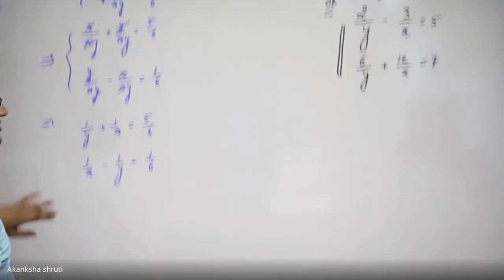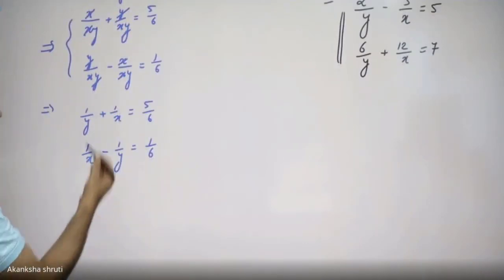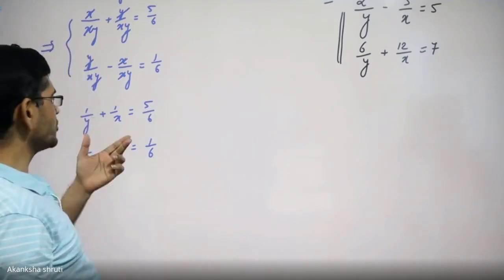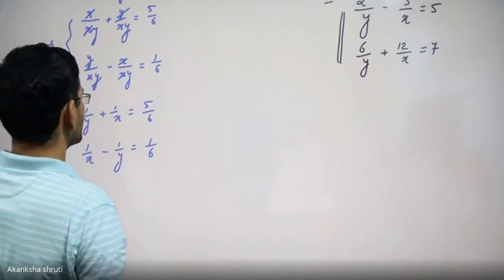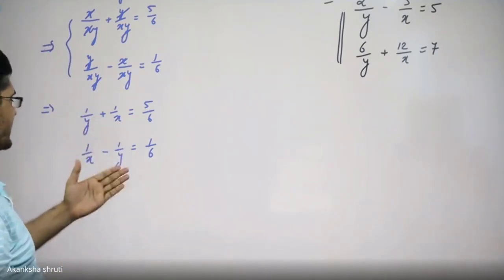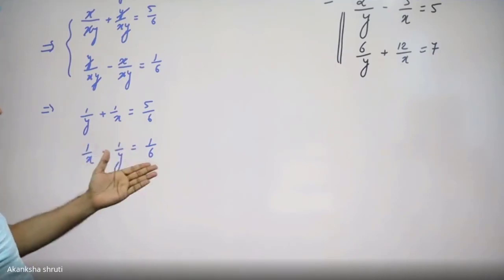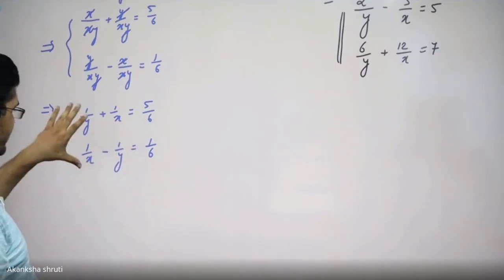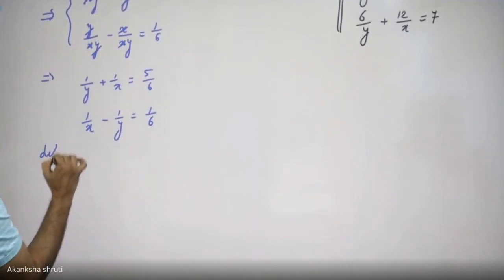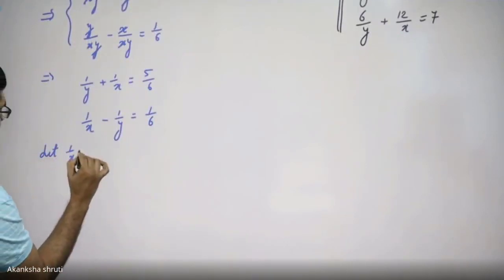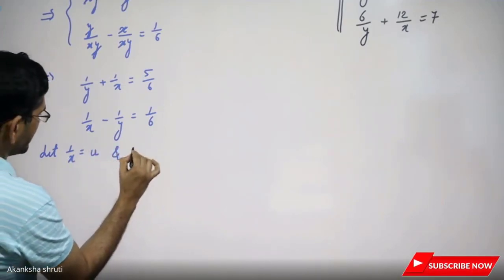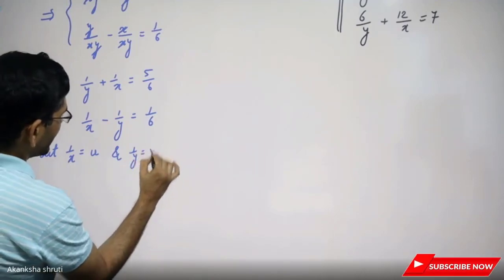Students, it's very easy to find the value of x and y by substitution. Assume 1 by x as u, 1 by y as v. So assuming 1 by x as u, 1 by y as v, we can get the equation in a very simple form, or even we can calculate the xy from here directly. So better one is, let 1 by x as u and 1 by y as v.